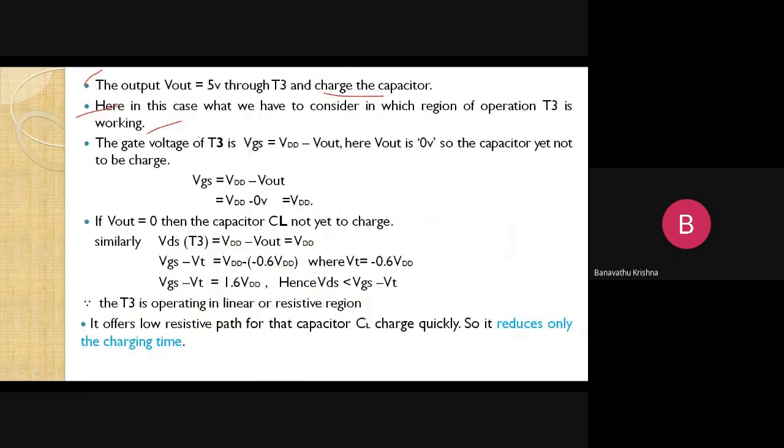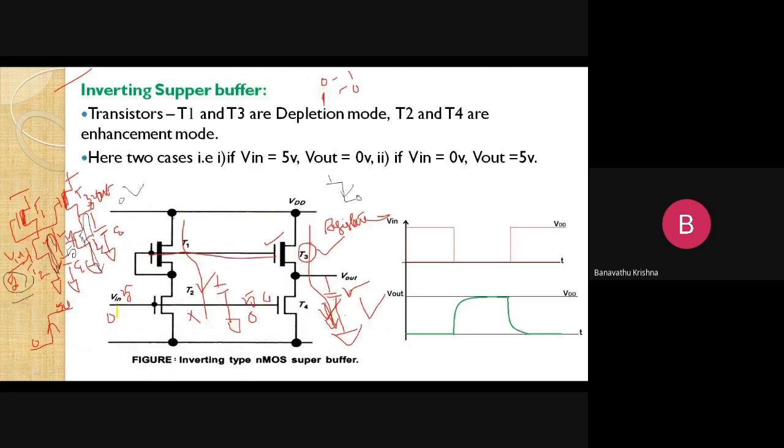Let us see the point here. What we have to consider is in which region of operation T3 is working. The gate voltage of T3 is VGS equal to VDD minus V out. Before charging this capacitive load, the output response is 0, because the input is 5 volts, so whatever the value across the capacitor is discharged to ground. Now I apply the input at 0 volts. Then T2 and T4 are in the off condition. We get the output response and the capacitor is going to be charged.